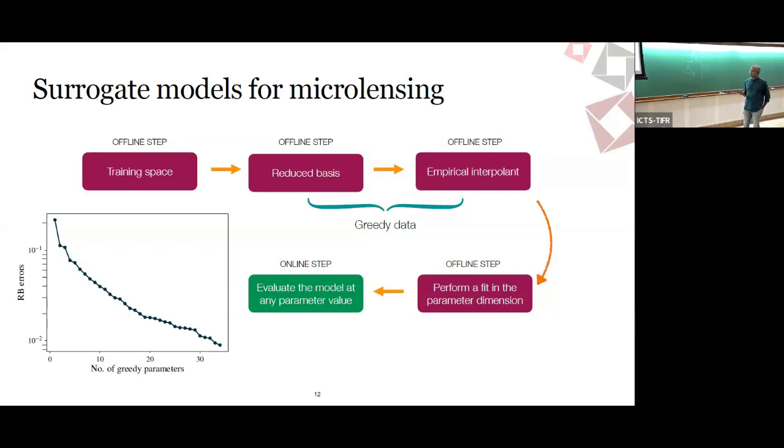So here I'm showing you one of these error plots. This is an error on the reduced basis, not the interpolant errors, but the reduced basis error. As you can see, with the increasing number of greedy parameters, you expect it to go down. And this is kind of a validation for your model.